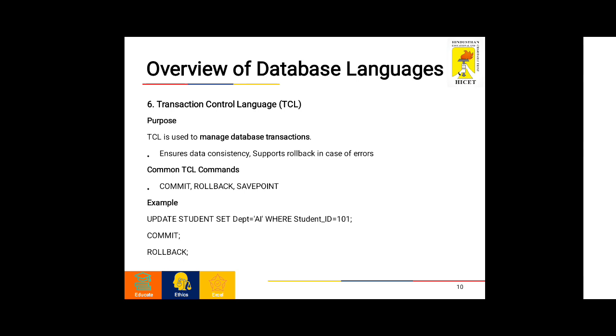Next one is TCL, that is transaction control language. TCL is used to manage database transactions. It ensures data consistency and supports rollback in case of errors. Common TCL commands are commit, rollback, and savepoint. For example, we are using an update query: update student set department equal to A where student ID equal to 101. Then we make a commit to save changes, and if there is any error, we can make a rollback by using the rollback command.